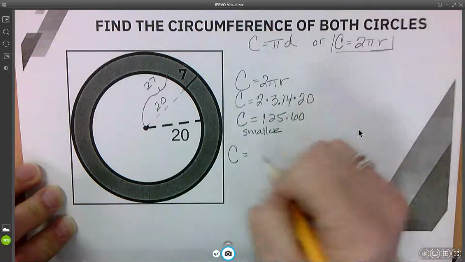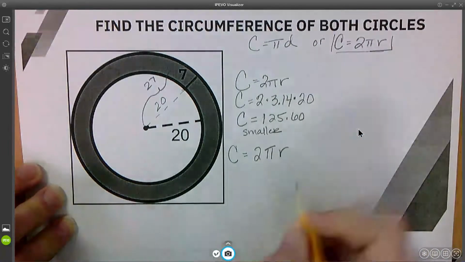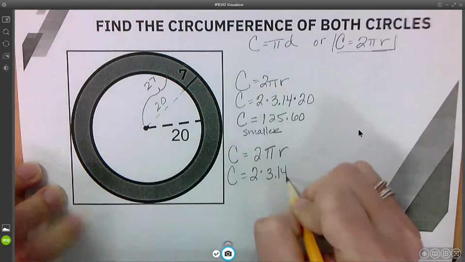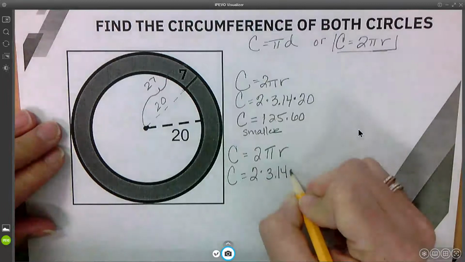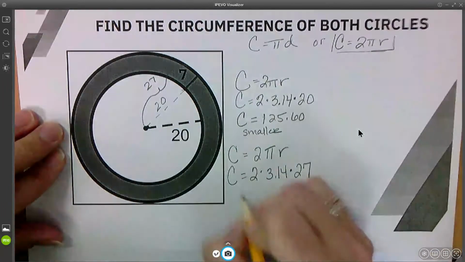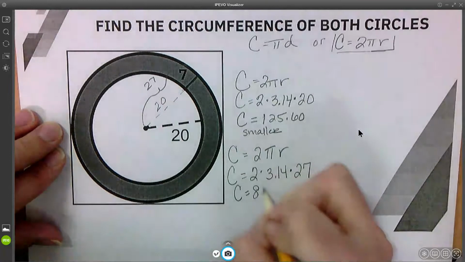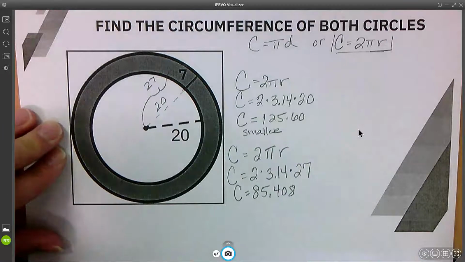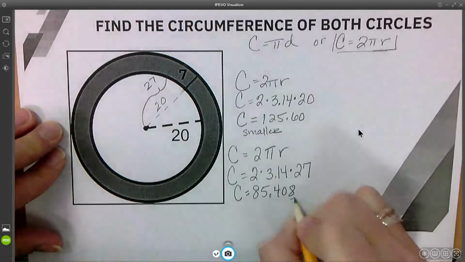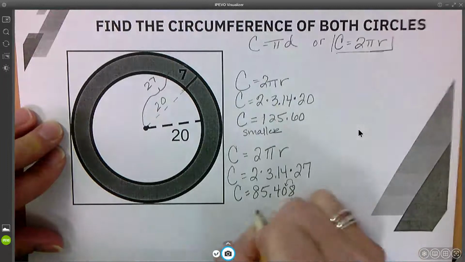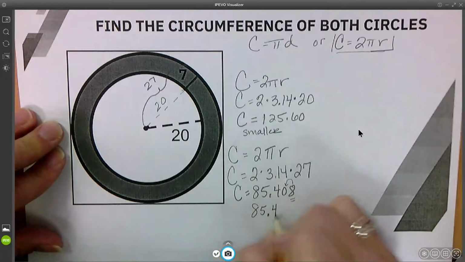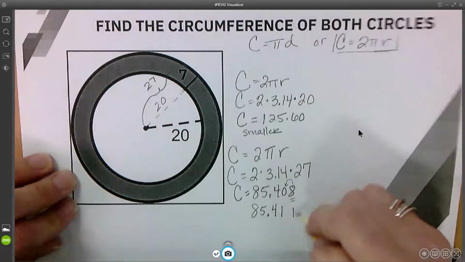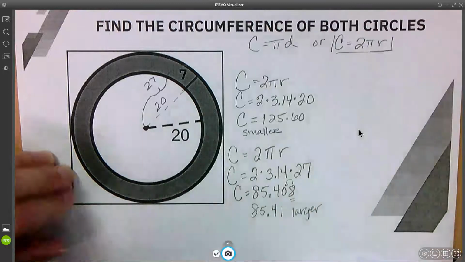So I still want to use this formula here of 2 times pi times the radius. So we're finding circumference, 2 stays the same, using 3.14 because 27 is not a multiple of 7, and my radius is 27. When I plug that into the calculator, I get 85.408, and I would include my units. If it asked me to round to the nearest hundredths place, I'd look at my 8, and it would tell my 0 to become a 1, which would be 85.41 units. So I found my two separate circumferences, one of the smaller circle and one of the larger.